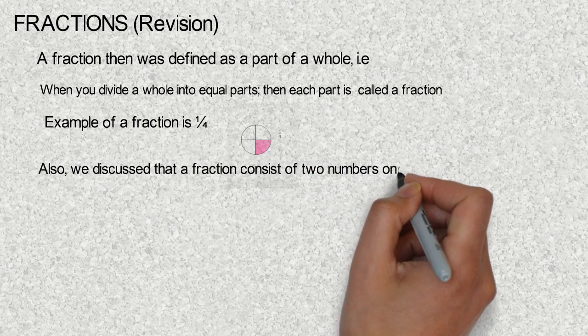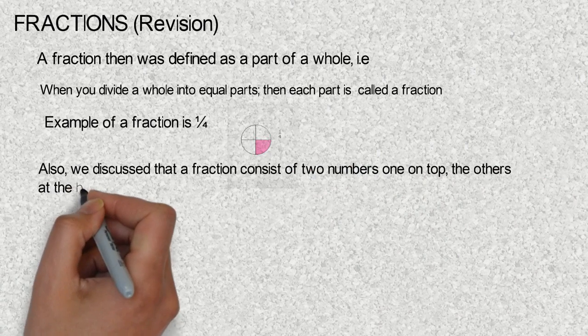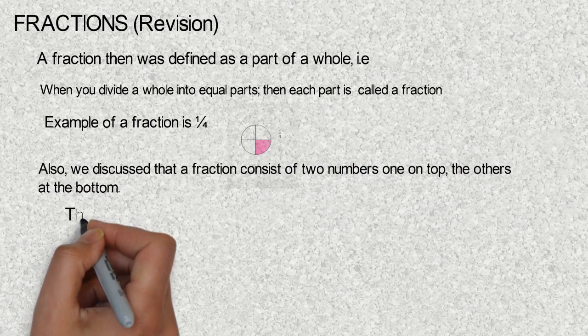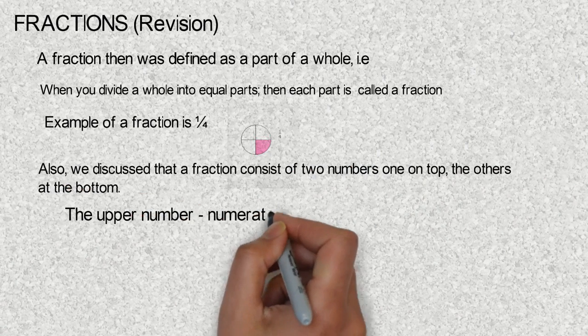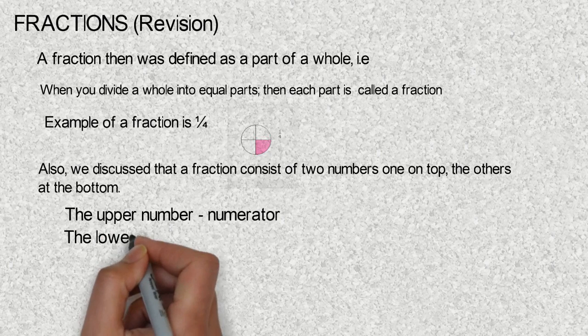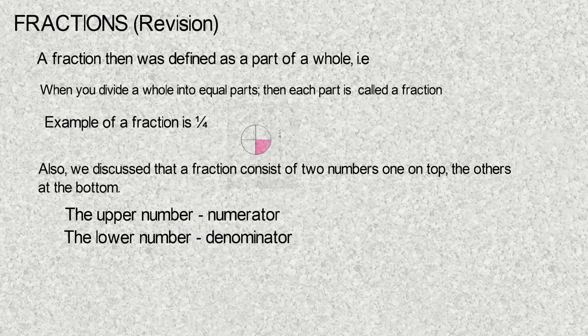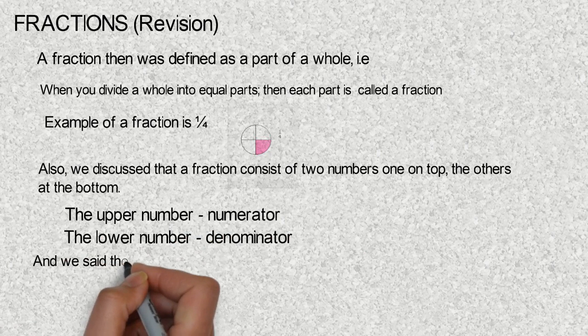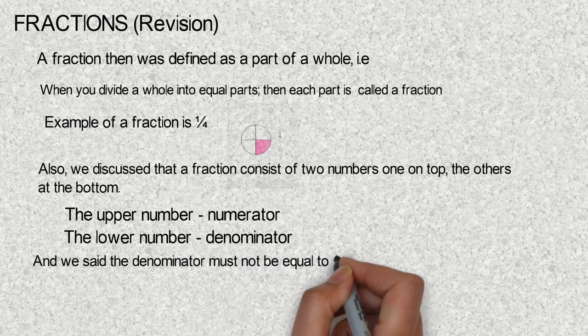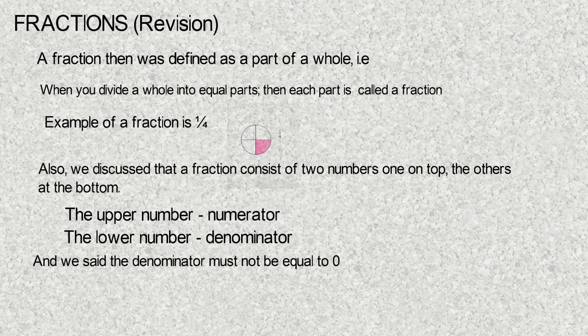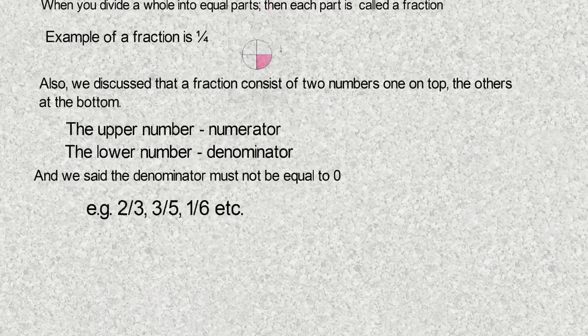Also, we discussed that a fraction consists of 2 numbers, one on top and the other at the bottom. We said the upper number is called the numerator and the lower number is the denominator. And we said that the denominator must not be equal to 0. That is, our denominator must be a whole number from 1 upwards. For example, we have 2/3 as a fraction, 3/5 and 1/6, etc.